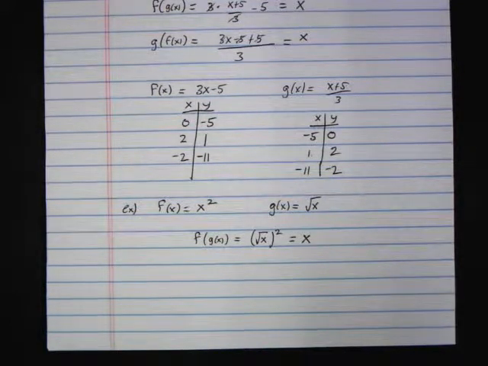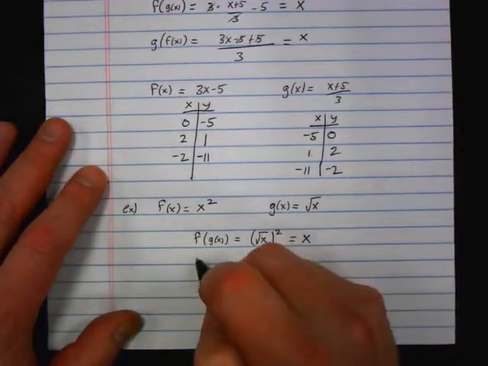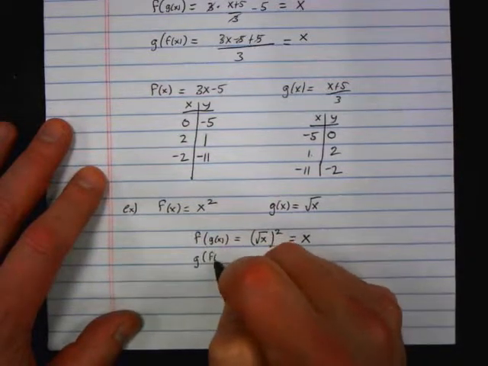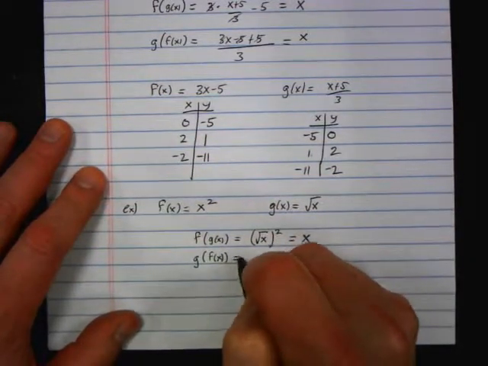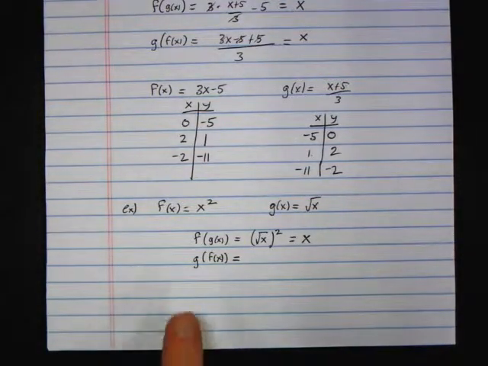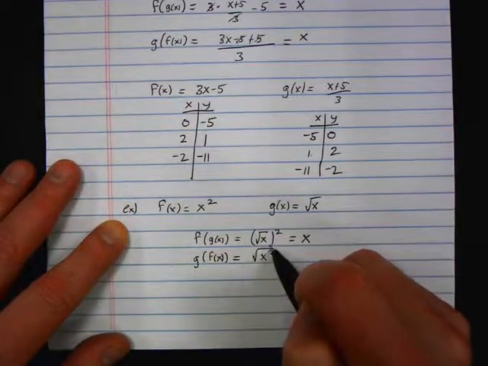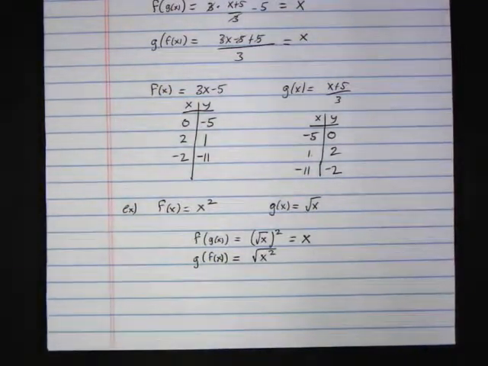No. x squared doesn't have an inverse. Why not? Because a function can't have 2 y values. You're absolutely correct. And here's where the problem comes in. What happens when I do g of f of x? I would take x squared and plug it into my square root function. And most people would say, well, those two things cancel out and you get x. But I say they don't.